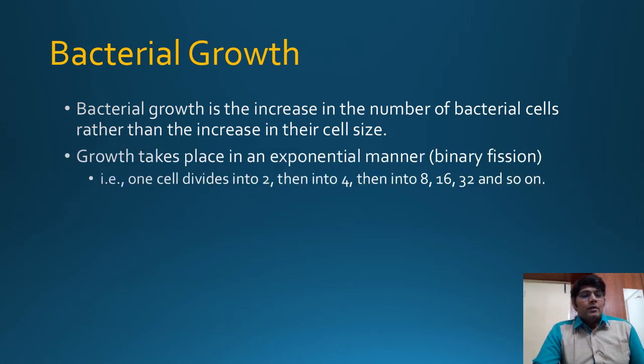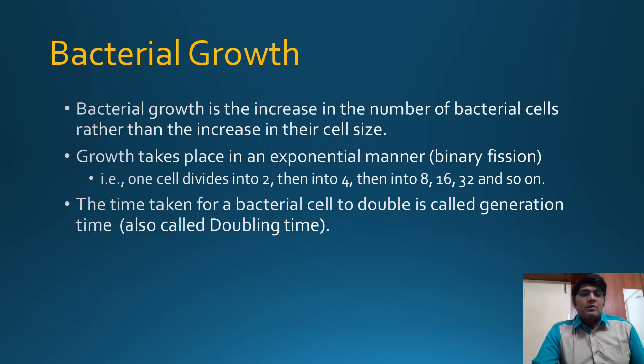And usually the growth of bacteria occurs in an exponential manner because of binary fission, by means of which the bacteria grow. In this, one cell divides into two, then into four, then it increases in number to 8, 16, 32, and the process continues indefinitely. The time taken for a bacterial cell to double is called generation time, also called doubling time.